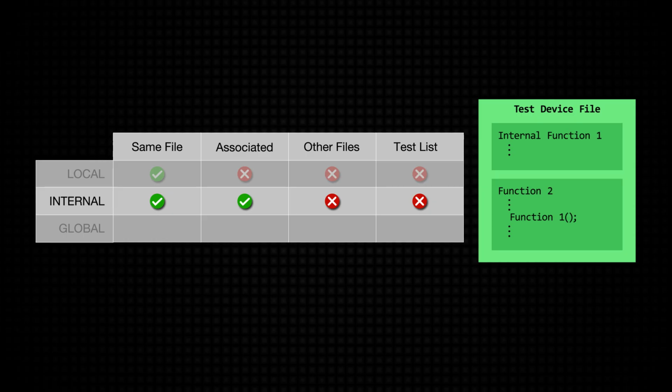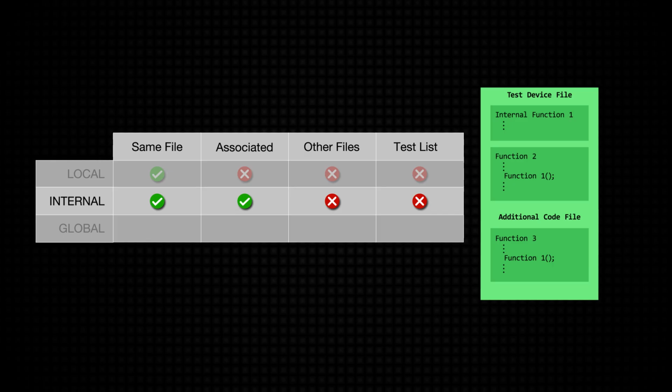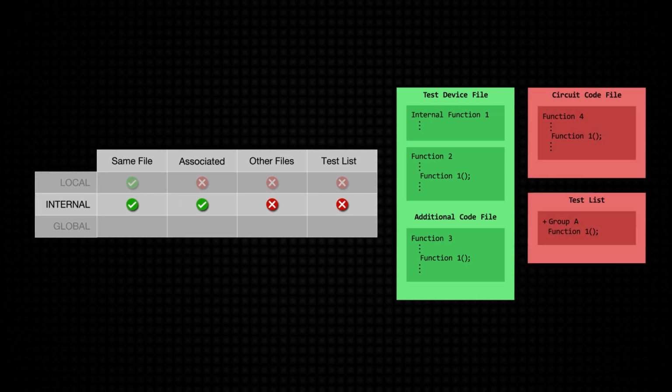It still allows a function to be called from anywhere within the same file, but the difference comes when you have a test device file with associated additional code files. An internal function in an additional code file can be called from the test device file it's associated with, and also from other additional code files associated with the same test device file. It still can't be called from the other code files which aren't associated or from the test list.